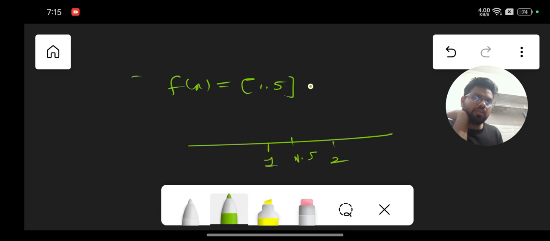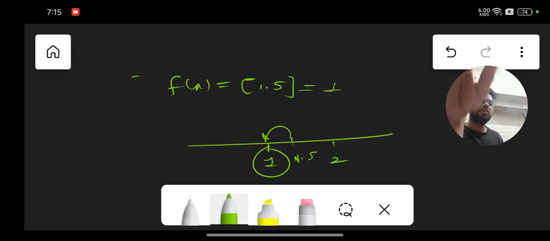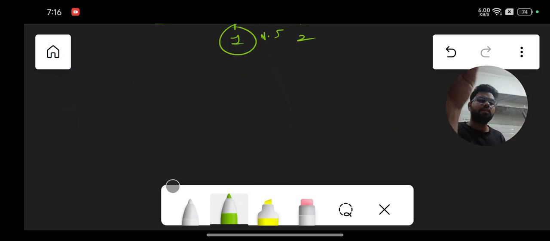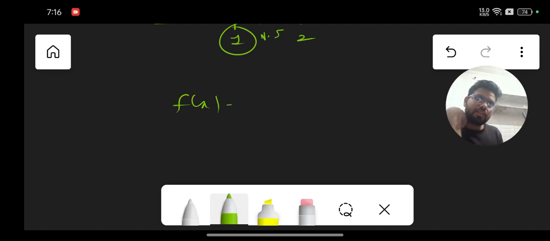So I told you the range will always be the integer of the previous value. So what is the previous value of 1.5? The answer is 1. Okay, got it. Suppose I take one more example, f of x is equal to int of minus 2.5. So what is the result of it?